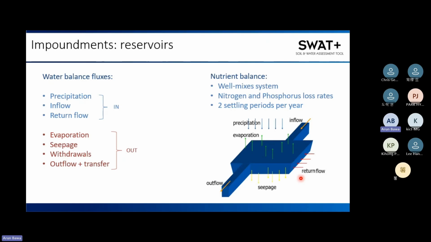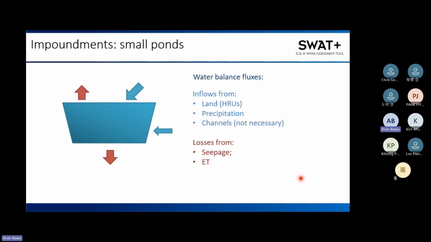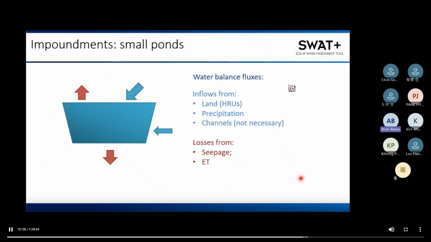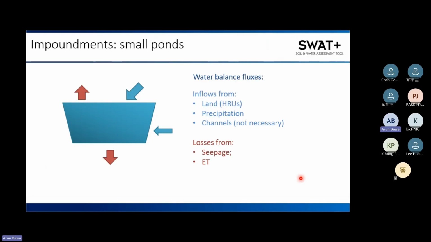Again, the same way, a well mixed system. Then we have ponds. The difference between a pond and a reservoir is that a pond doesn't have an outflow, and the pond could be anywhere in your watershed. A reservoir is mainly on the main channels, so it gets storage. But for a pond, depending on your topography, you may want to define one that is not captured by your DEM, and you can define by yourself where that pond is. The rest is similar to the reservoir.